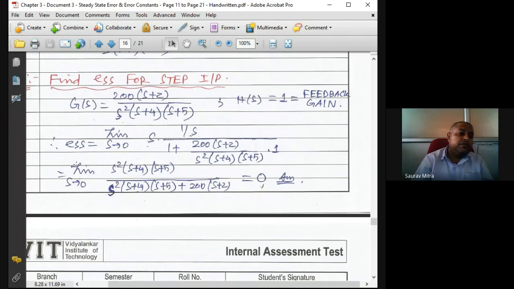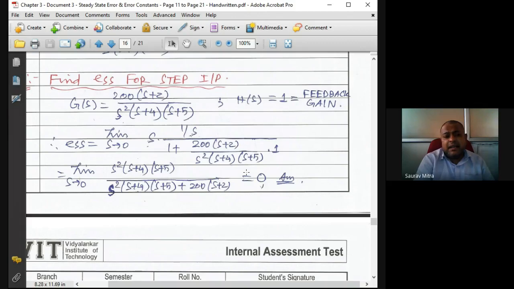Now what you have to do is substitute S tends to 0 here. If you are substituting S tends to 0, the denominator will become 400. See, this first term S square into S plus 4 into S plus 5 will become 0 if you are substituting S equal to 0, so this will be 200 into 2. That means the denominator will be 400. But in the numerator, this S square is separate, and you are substituting S equal to 0 here. This will be 0 divided by 400. The answer is equal to 0.